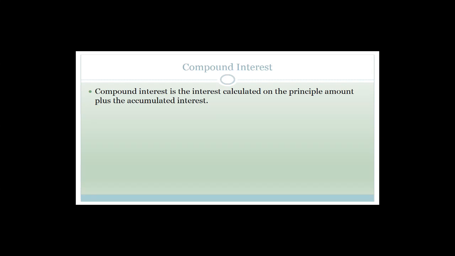So first of all, compound interest is the interest calculated on the principal amount plus accumulated interest. In other words, let's say, for example, you borrow 100 Rand from your brother and he says that's fine, but he wants to charge you 10% compound interest per month, for every month that you borrow it from him. And let's say you take out the loan for 6 months.